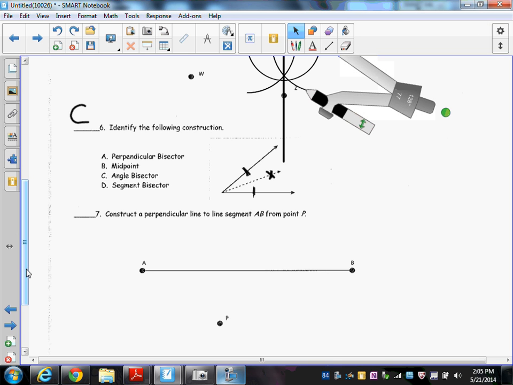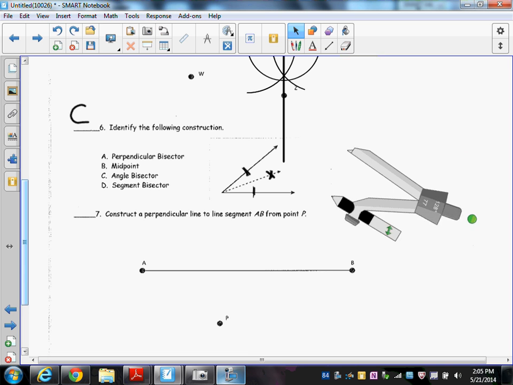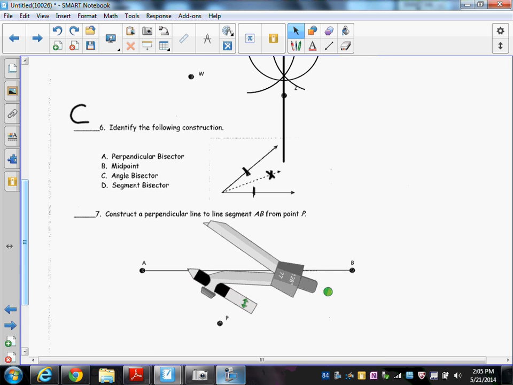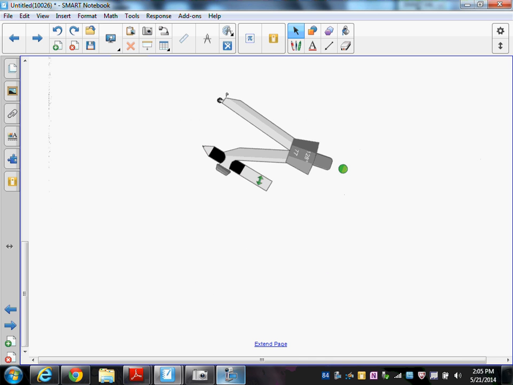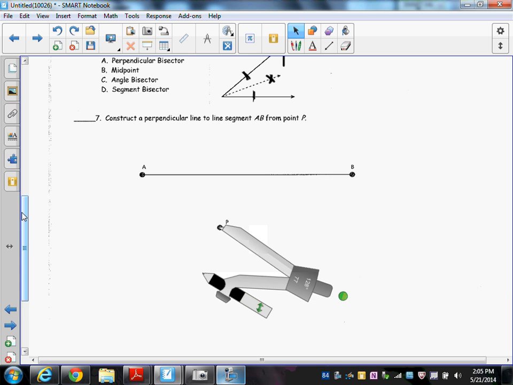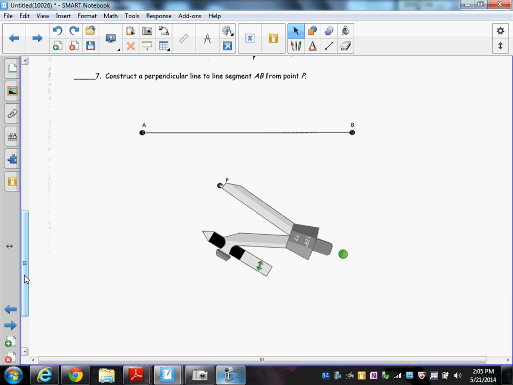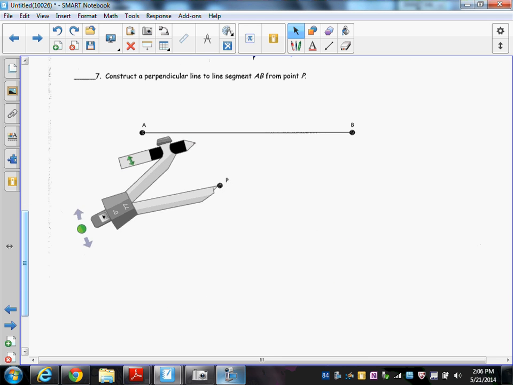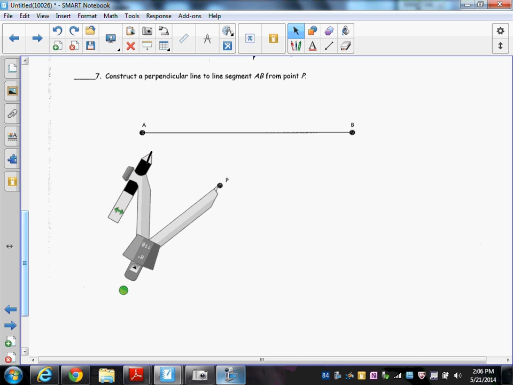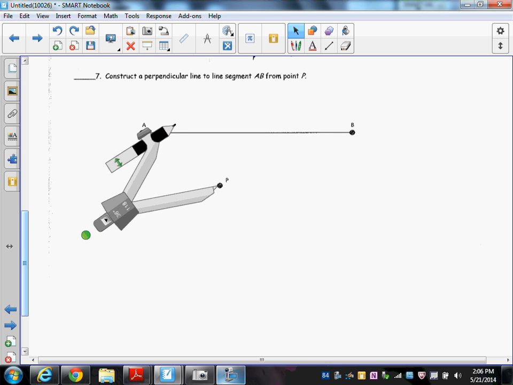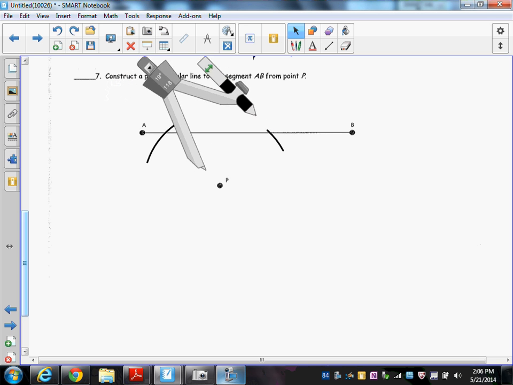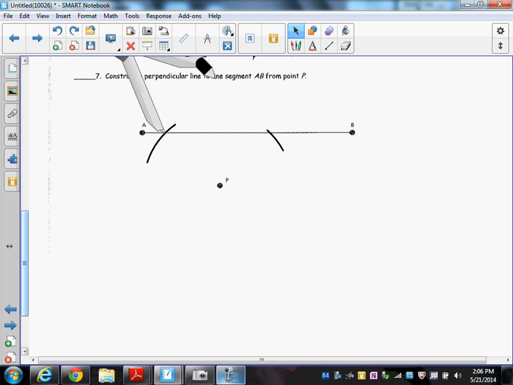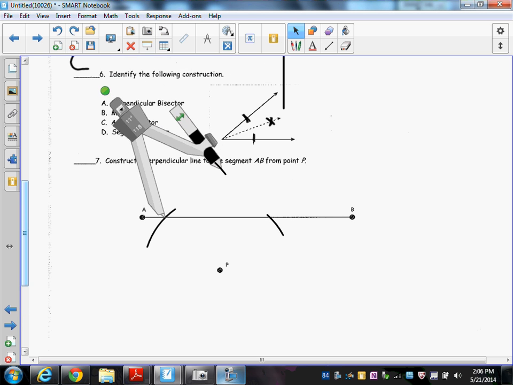And the last one on this page is number 7, where we need to construct a perpendicular line to segment AB from point P. So we're going to need a little bit more room here. So we start off on point P. And we make sure we make an arc that's going to touch the line segment twice. So once we have that, we're going to move it up. So I'm going to move my page up. I keep the same exact setting on the compass.